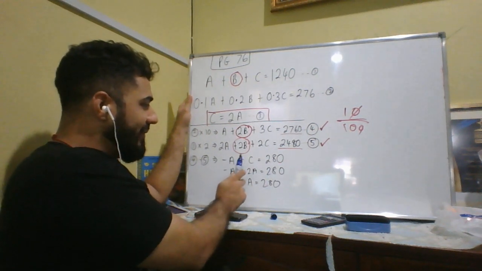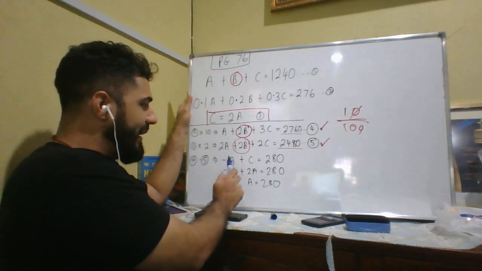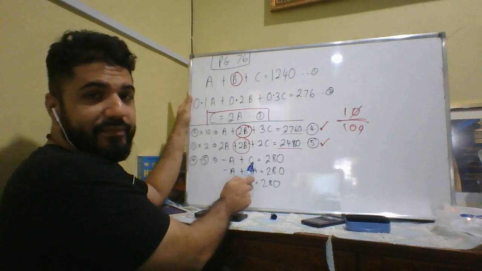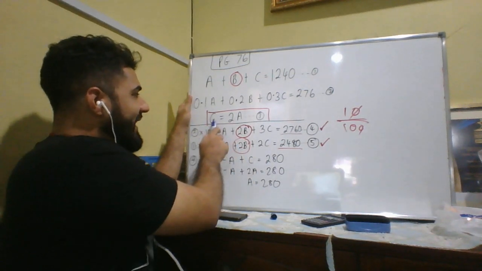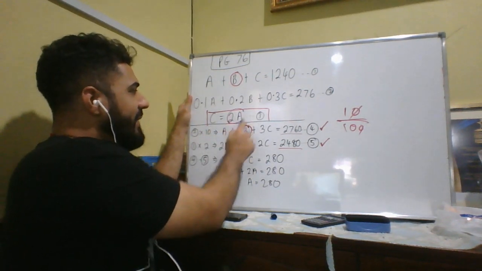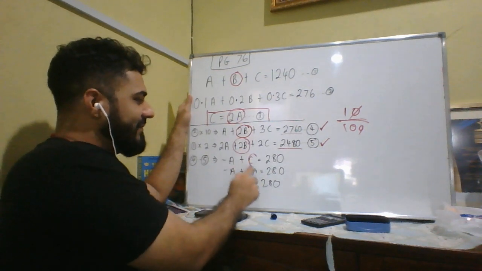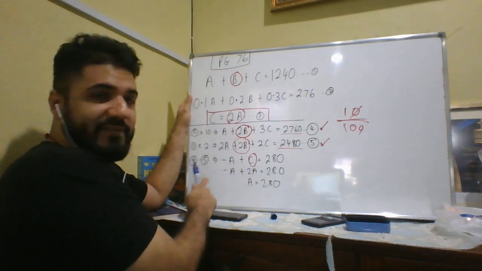Now finally, when you remove the alphabet B, you're left with A and C only. But here's a good thing. You know that C is actually 2A. So, kamu ambil 2A ni dan gantikan ke dalam C. You can substitute where C is.